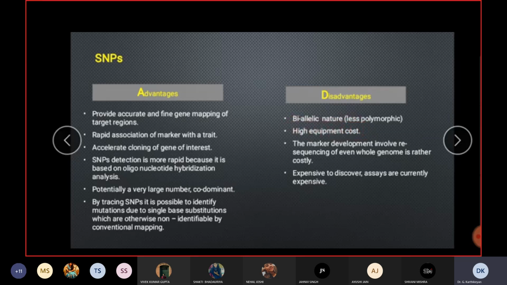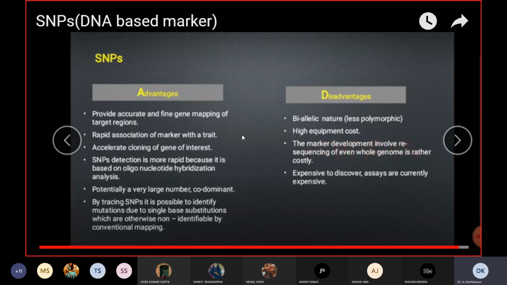and marker development involves resequencing, and even whole genome sequencing is rather costly. So this process has improved a lot. Earlier, whole genome sequencing was costly, but now it has come down significantly and dramatically. So in the future, it is likely that SNPs will be discovered solely based on sequencing and analysis of your DNA sequence. One of the slides was on data mining.